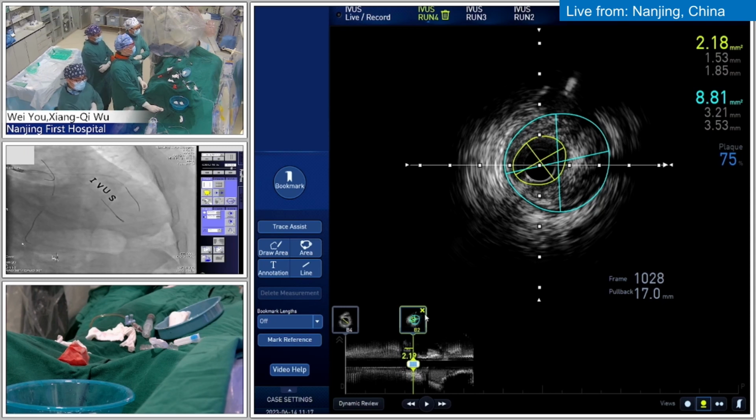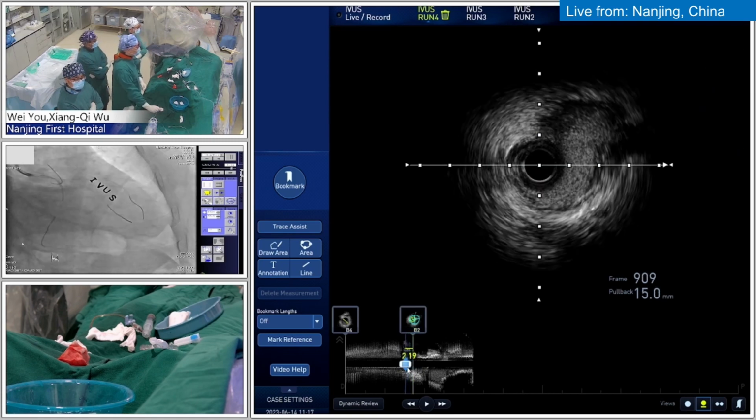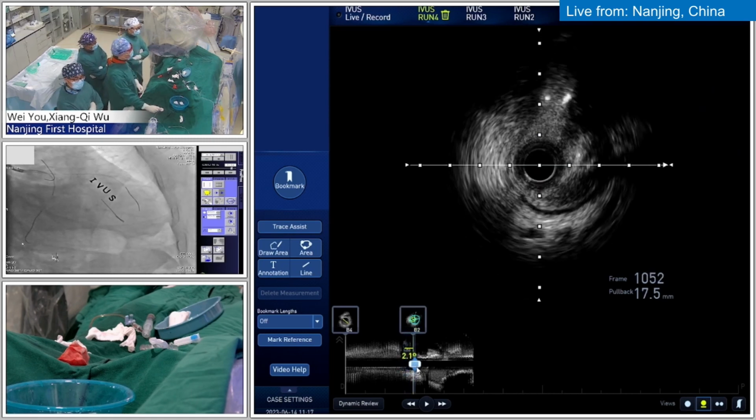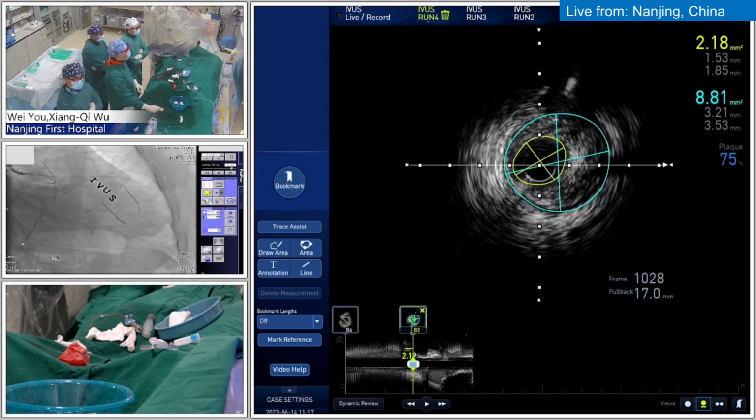And here, this point is ostium circumflex, the area is just 2.2 millimeter square, and the plaque burden is about 75%. And the narrowness from the proximal circumflex to ostium circumflex is just 2 millimeter. Okay, this is the baseline IVUS imaging.